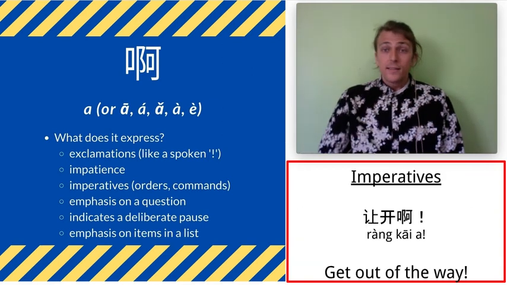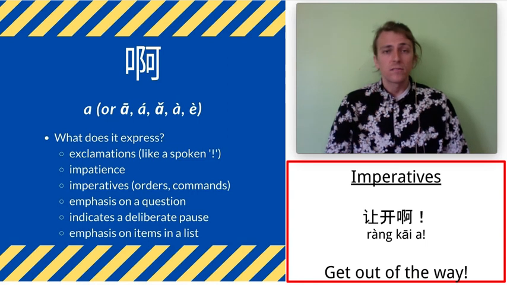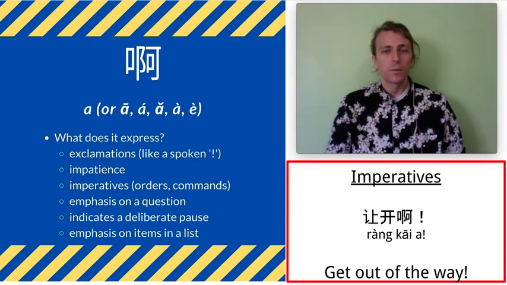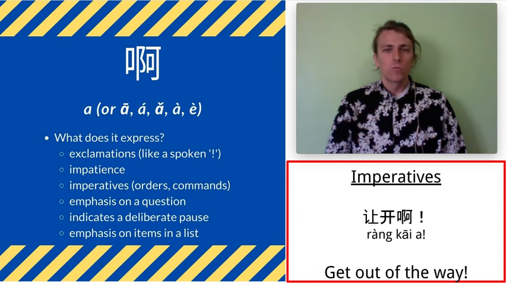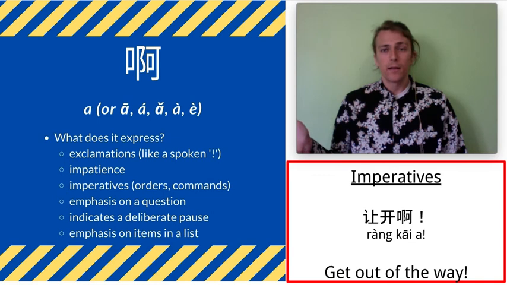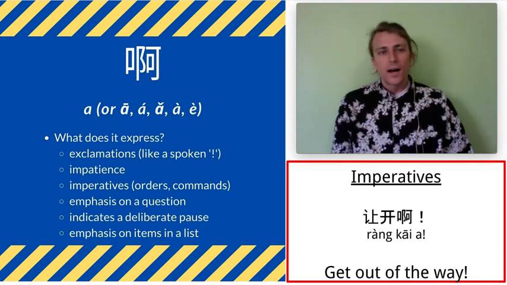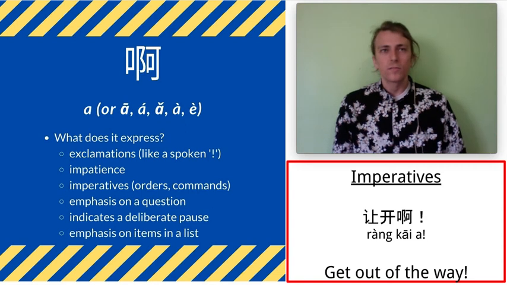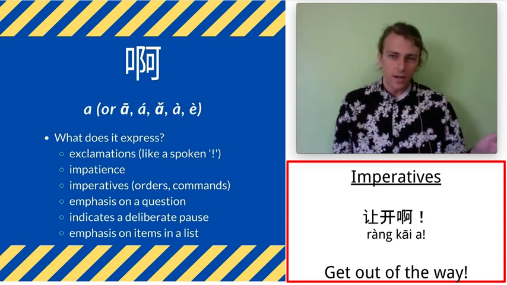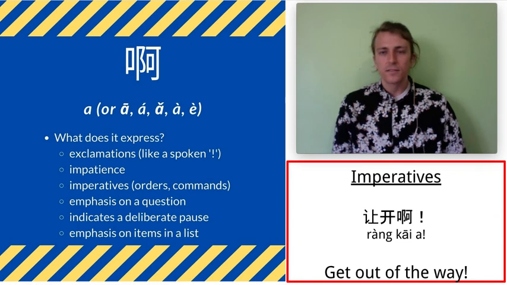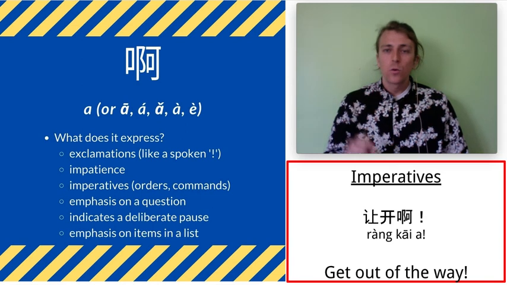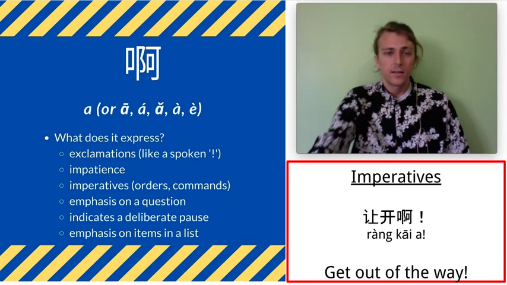The next one is imperatives or orders or commands, direct orders or commands that you give to another person. So the example I have for you here is 让开啊. 让开 means get out of the way, but 让开啊 makes it a direct order. So this is something you might hear from the police or from a teacher to their students or from a parent to their child. Imperatives are useful in all kinds of situations, but we usually put an a after the one character or two character word phrase that you're using to give your order.